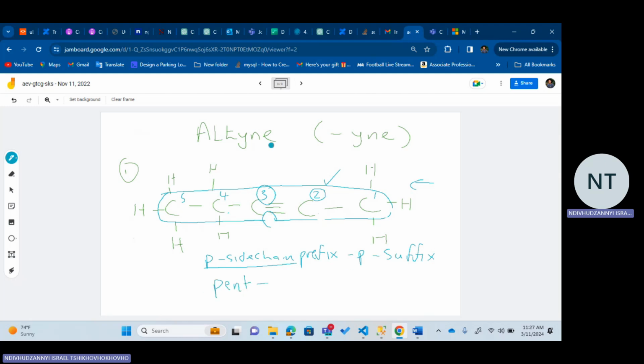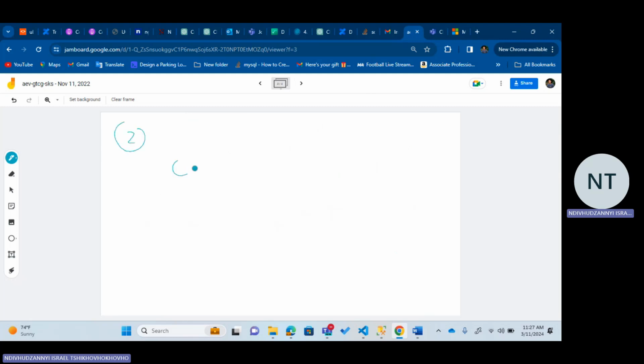Then what's the position of our alkyne or our functional group? You see it's alkyne and it's in position 2, the smallest number. Then what's our suffix? YNE. So it's pent-2-yne. Let me just add 1 there. Yeah, we can use this one as our example.